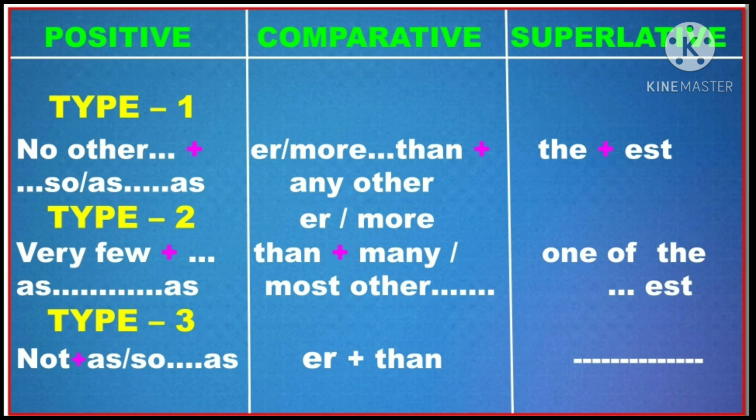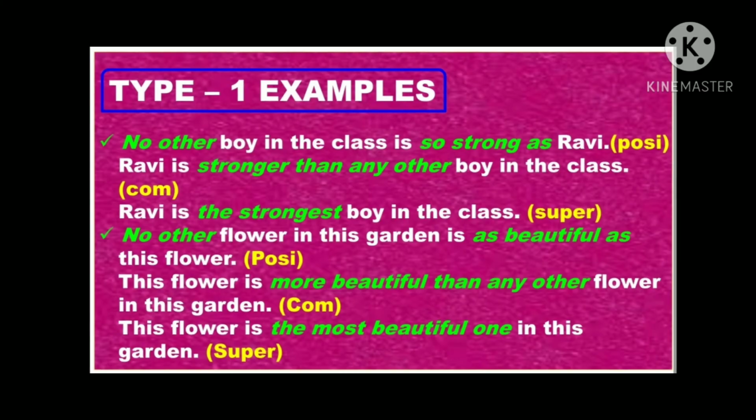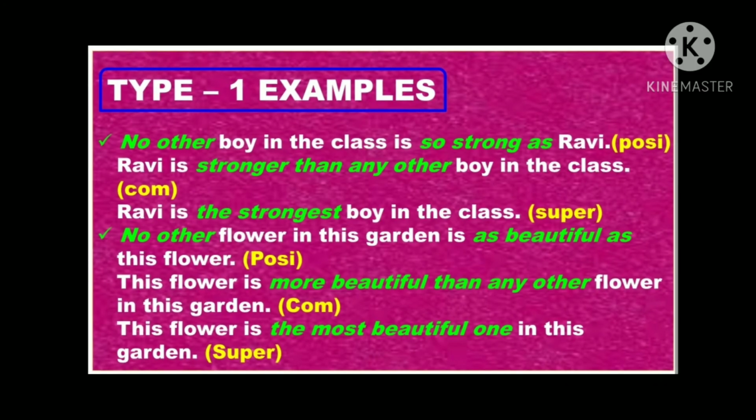Okay? Yes. For this type 3, there is no superlative degree. Why? Because here we are giving comparison only with the two things. So when we are giving comparison with the two things, we can have positive or comparative. Got it? There is no superlative for the type 3. Clear? Yes. Let's see few examples for type 1.